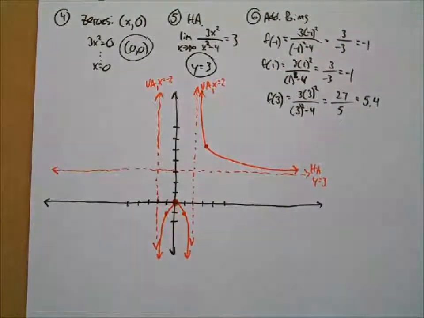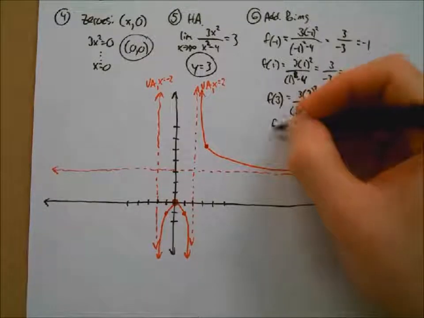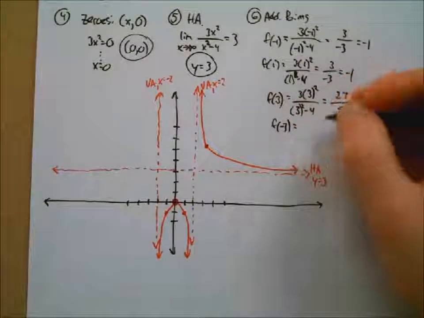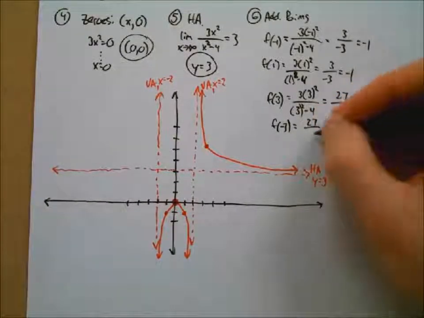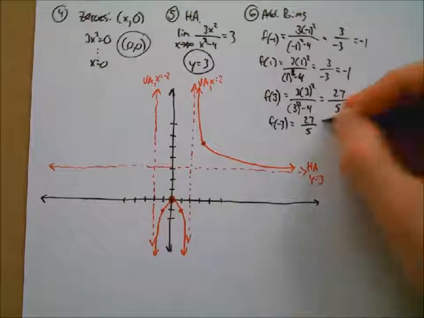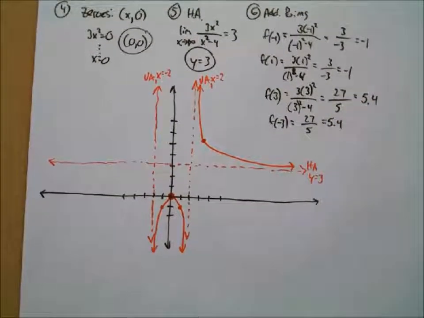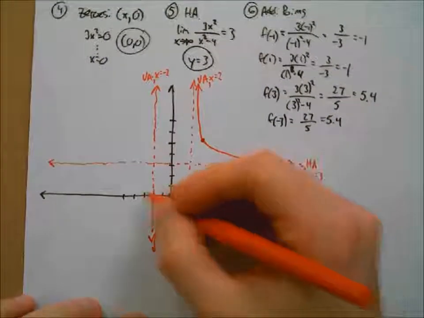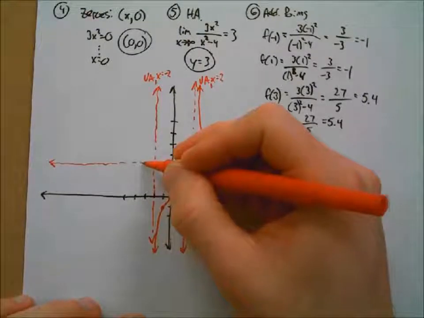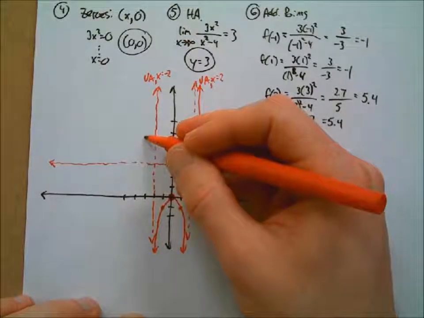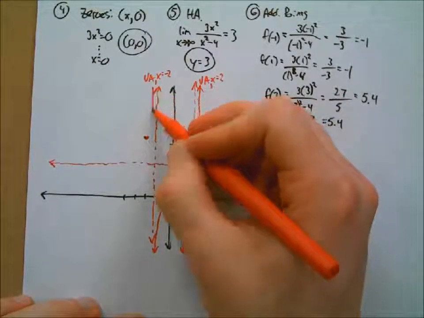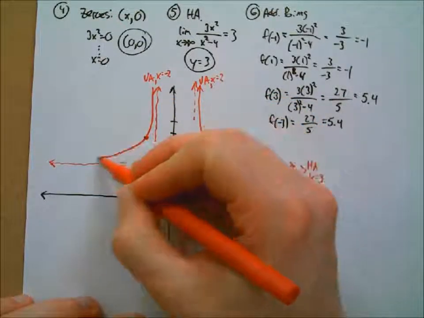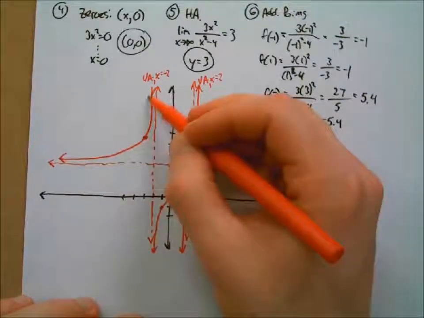Okay. And then I'll try -3, just because, and I'll do this one mentally. So we're going to get 27 in the numerator over 5 in the denominator again. So we're going to get 5.4. Okay. So negative 1, 2, 3, and then 3, 4, 5, and a little bit. So, okay, something like that.